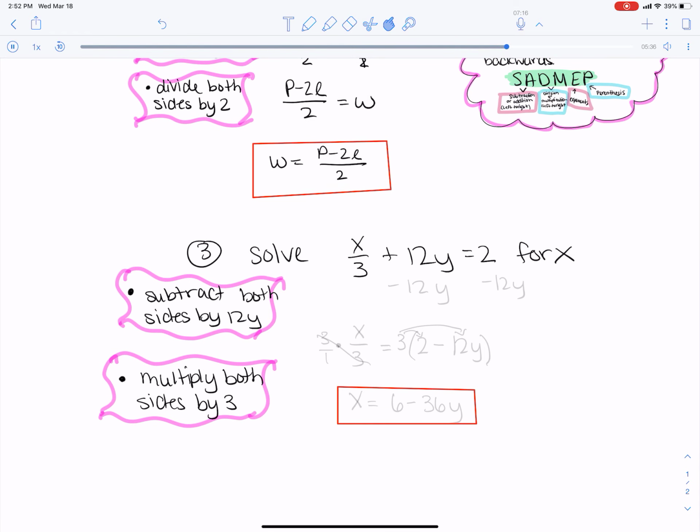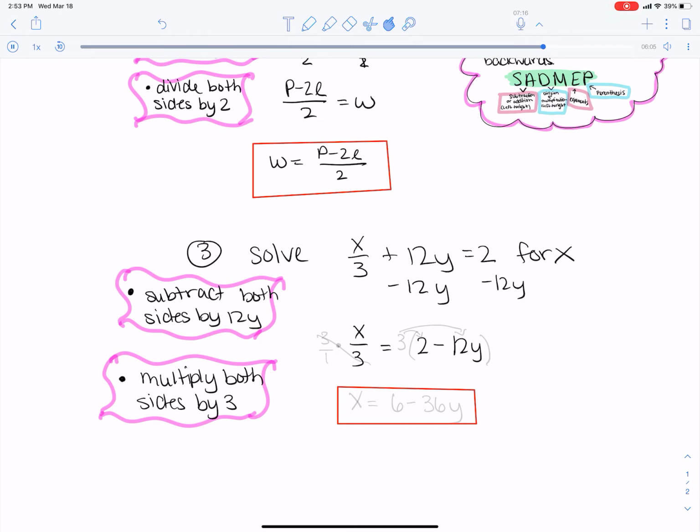So I'm still going to use SADMEEP, but we're going to work backwards. I'm going to check for subtraction or addition, if I can move any subtraction or addition over first. So we're solving for x. Well, x is being divided by 3, and it's being added to 12y. So yes, I'm going to subtract first. So we're going to subtract 12y from both sides of my equation. So we get x divided by 3 equals 2 minus 12y.